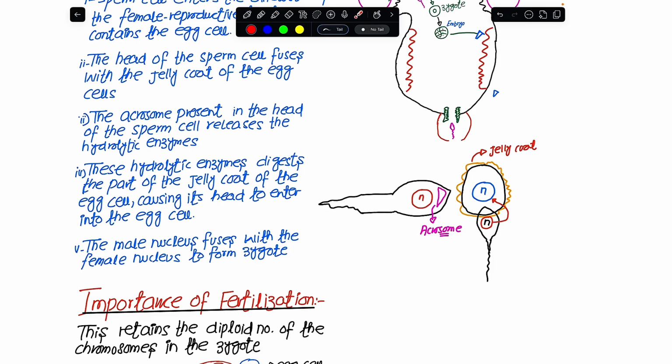And these hydrolytic enzymes would digest the part of the jelly coat, and when the part of the jelly coat is digested, it would cause the head to enter into the egg cell. And over there, the male nucleus would fuse with the female nucleus. And as a result of that, what we have made out of it is a zygote.